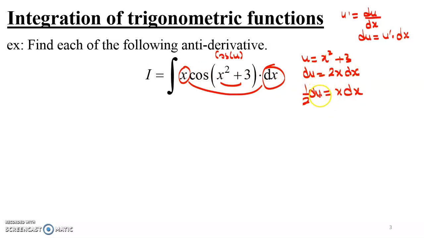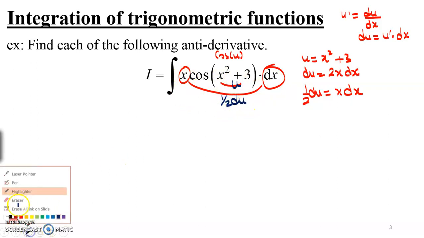Remember that this process cannot be done with a variable. You cannot divide both sides by a variable in order to reach the expression inside the integral. That only works if they differ only by a constant. So going back to our integral and doing the proper substitution, x squared plus 3 is u, and x times dx is half du.